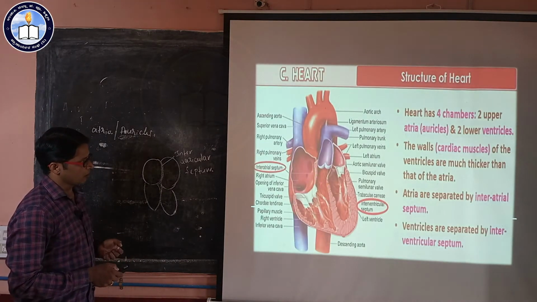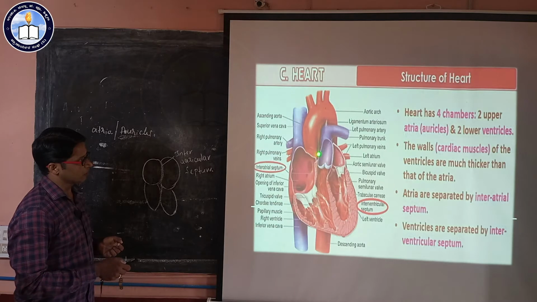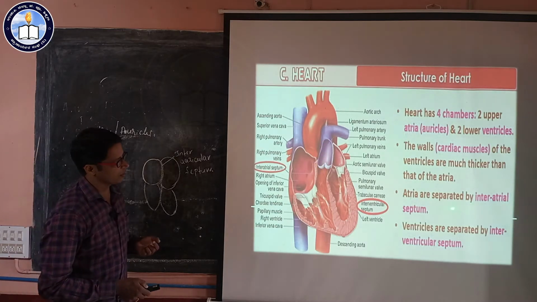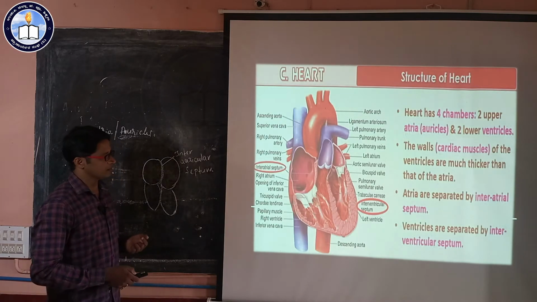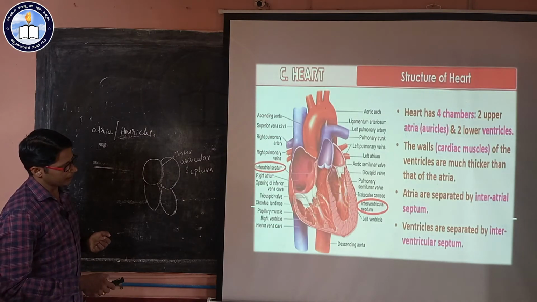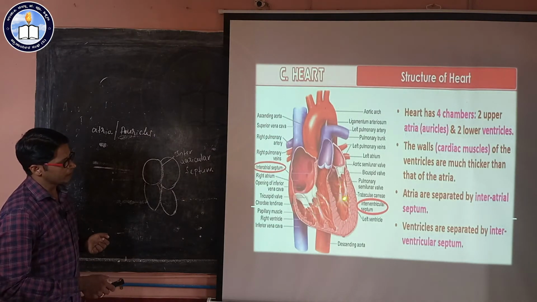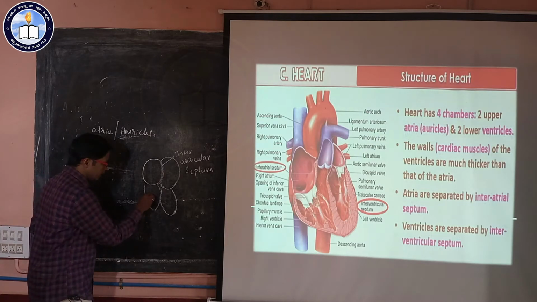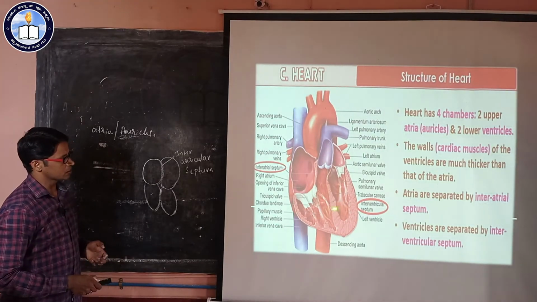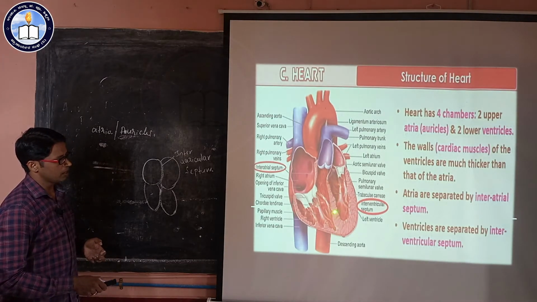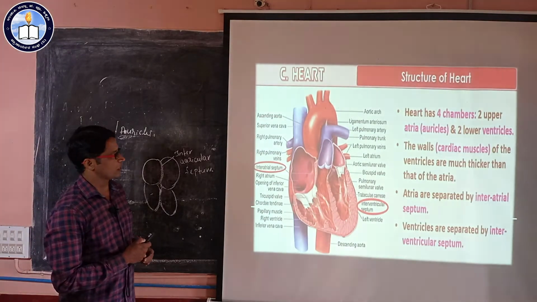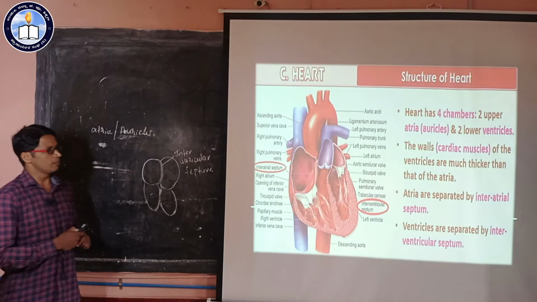So a wall layer comes between the right auricle and the left auricle, though it is not clearly visible here. We call it the interatrial septum. Septum means wall. Similarly, the right ventricle is separated from the left ventricle with the help of a septum, and this septum is called the interventricular septum.